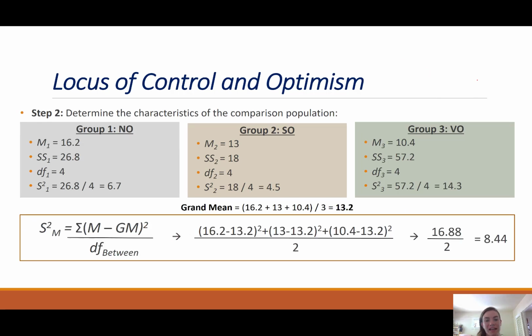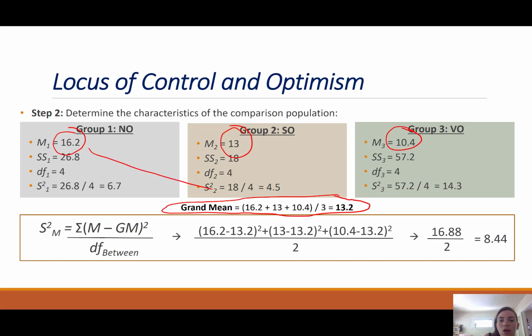And recall from my lecture, I said the very first thing you want to do to tackle that numerator, MS between, is to calculate the grand mean. So right in here, I have the grand mean calculation. We have the mean for group 1, the mean for group 2, and the mean for group 3. The mean of those 3 values is 13.2. So now that we have the grand mean, we know the mean is 13.2, we can calculate the sum of squared deviations using that grand mean.